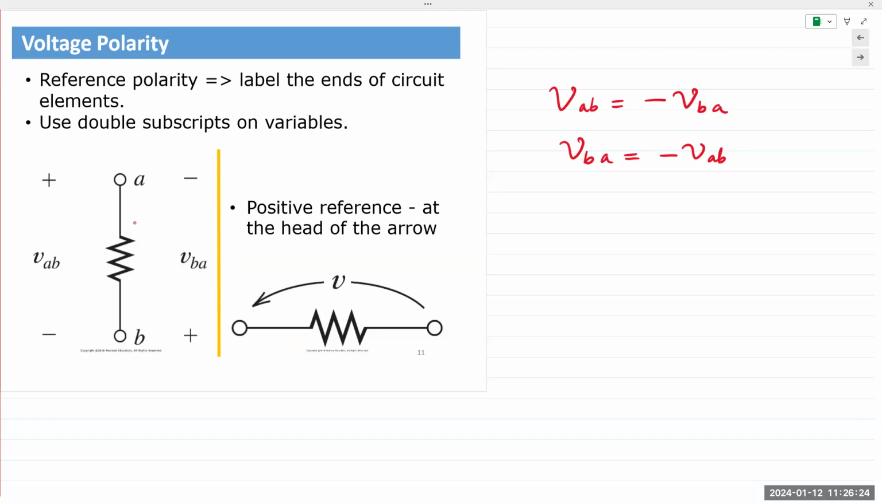Okay, so that plus minus has nothing to do with the actual voltage measurement. It could turn out that VAB is minus 5 volts. All it means is that you're measuring VAB, you would simply switch it out to VBA and you would get plus 5 volts. Make sense? See some confused faces. All right, any questions?